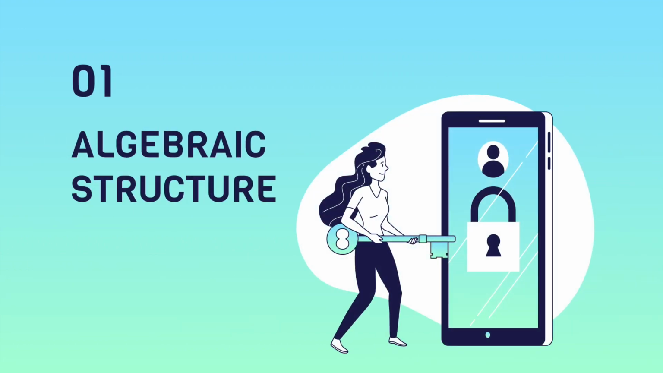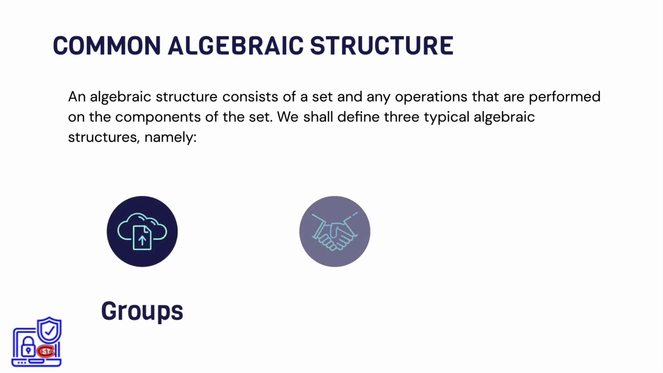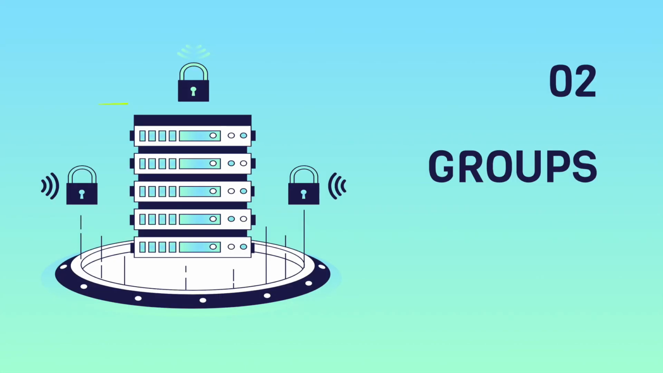Algebraic structures. Integer sets and certain procedures that are defined for such sets are needed for cryptography. An algebraic structure consists of a set and any operations that are performed on the components of the set. We shall define three typical algebraic structures in this video, namely, groups, rings, and fields. Groups.